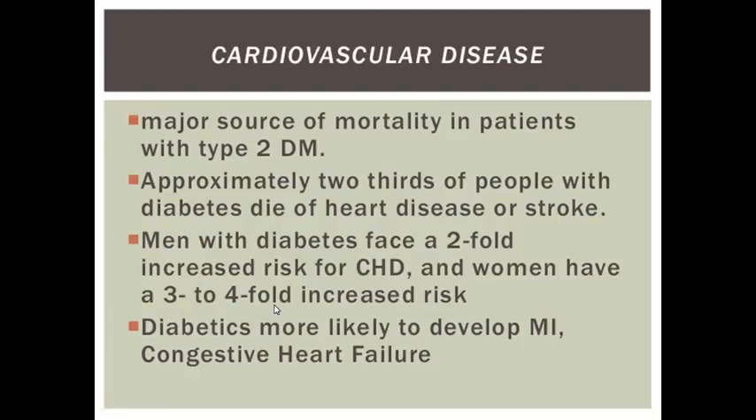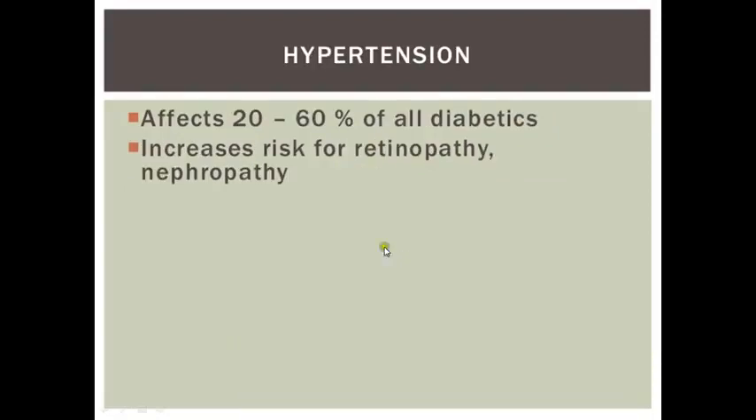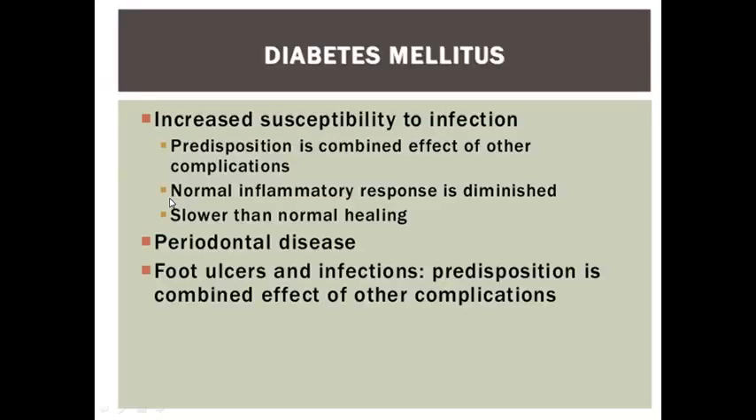This 3-4-fold increased risk occurs in women after menopause. Premenopausal women don't have this. Postmenopausal women are the ones who will have a 3-4-fold increased risk. About 2 out of 3 people with diabetes die of heart disease, with a 2-4 times higher risk of stroke, and this is all because of atherosclerosis. Hypertension affects 20-60% of all diabetics, and this hypertension in turn increases the risk of retinopathy and nephropathy.